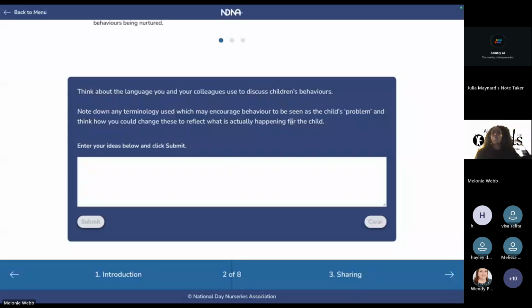So having to think about the language that we use to discuss children's behavior within the setting, just in the chat box, just note down any terminology that encourages behavior to be seen as a problem, and think about how you can change them to reflect what is actually happening for the child.